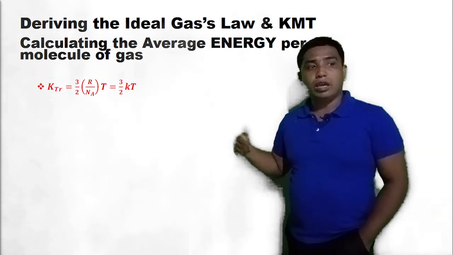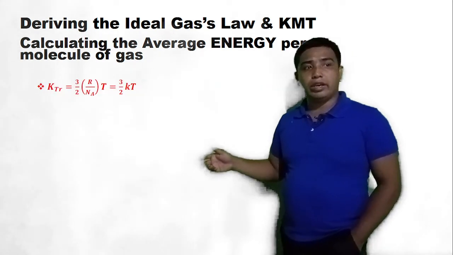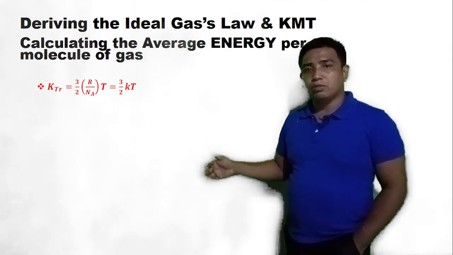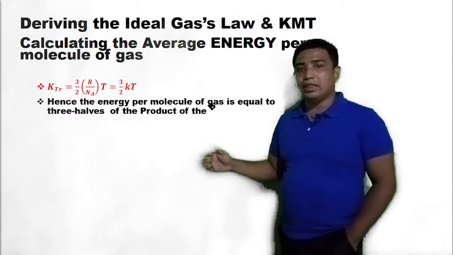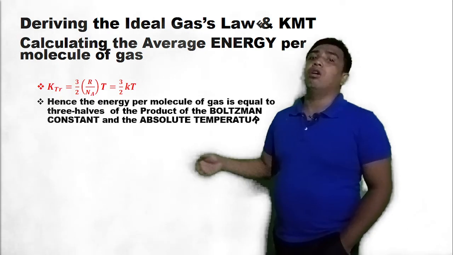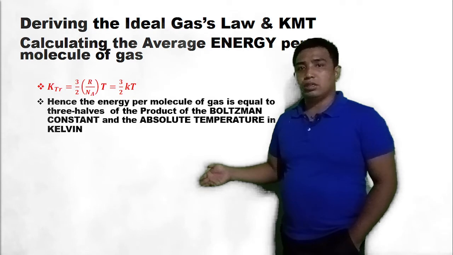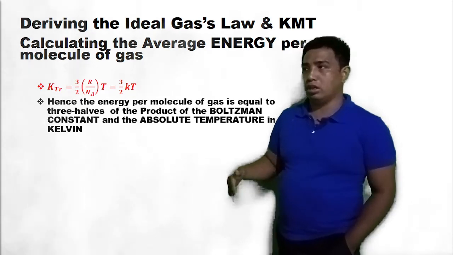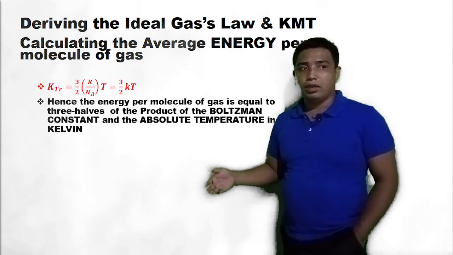So hence, the energy per molecule of the gas is 3/2 of the product of the Boltzmann constant and the absolute temperature. So it does not depend on the type of gas, which is more energetic and which is not. It just depends on the absolute temperature.